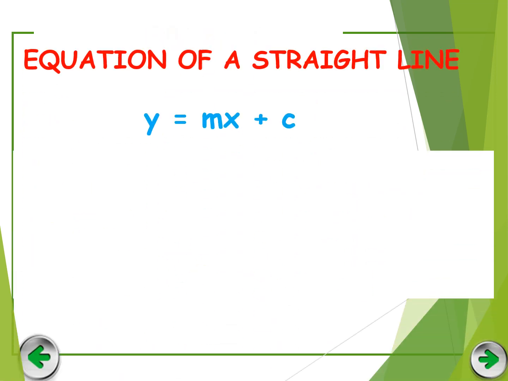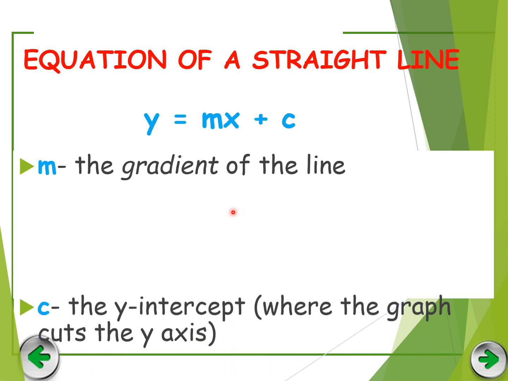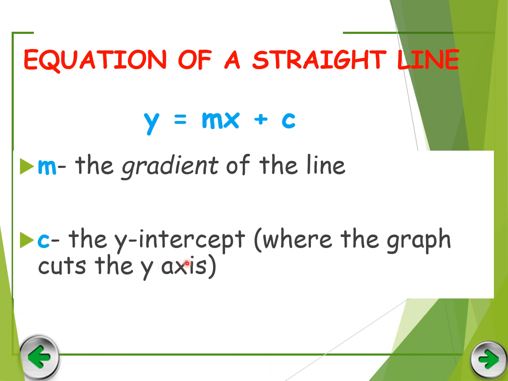Y equals mx plus c. M represents the gradient, and c is the y-intercept, where the graph cuts the y-axis.